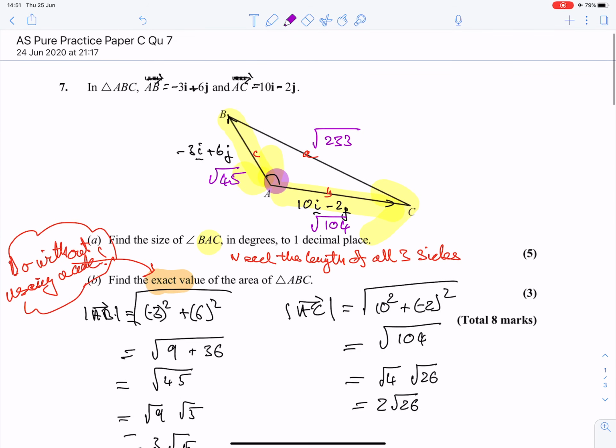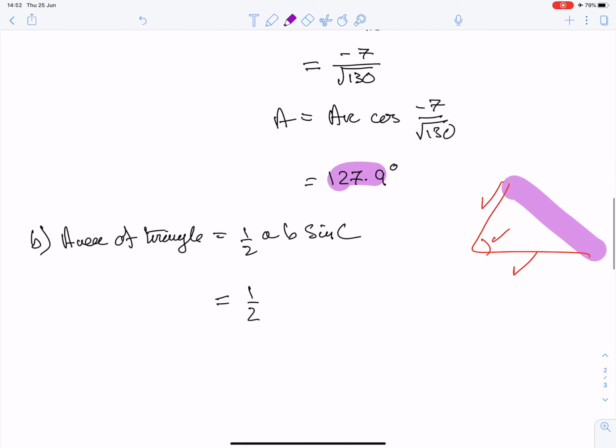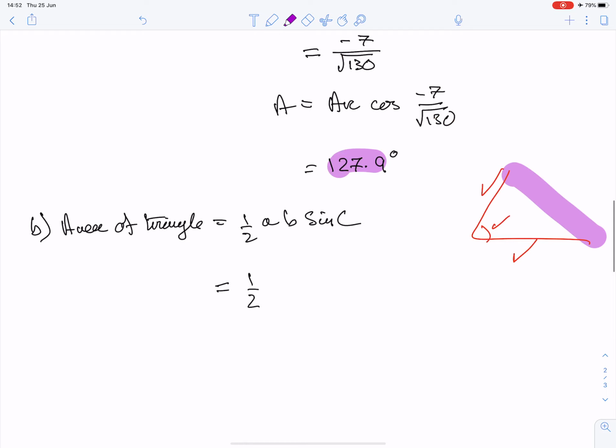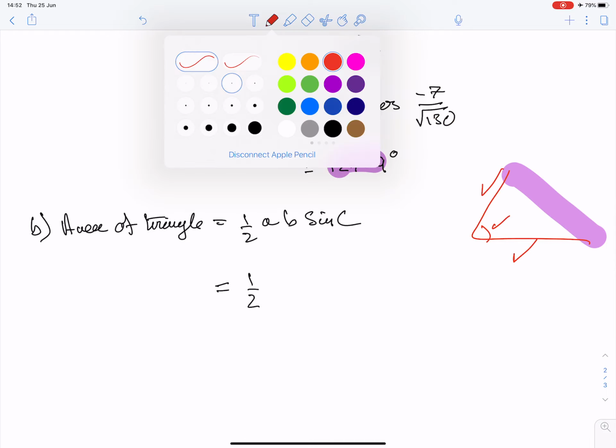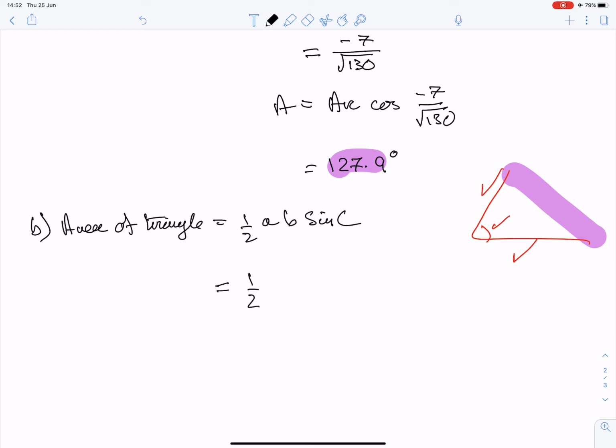And that was the corner A. So we've got root 45 and root 104, root 45 times root 104 times sine of corner A.